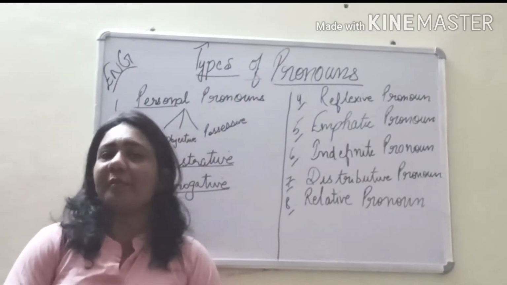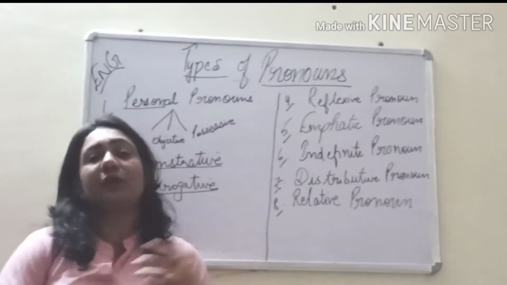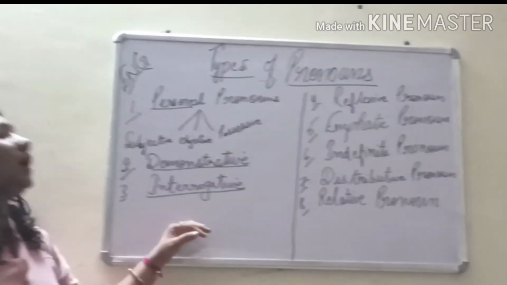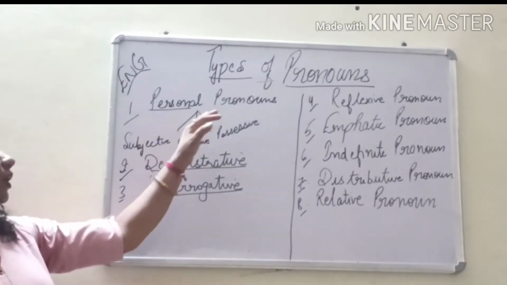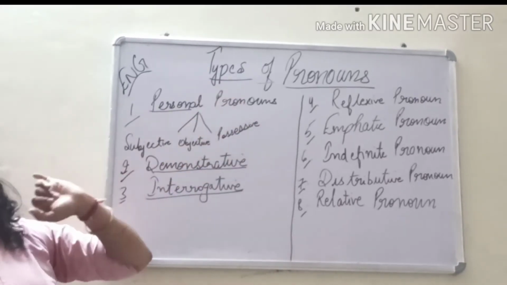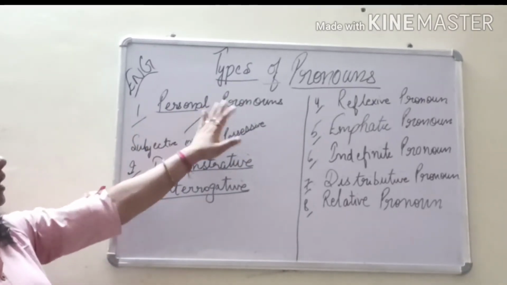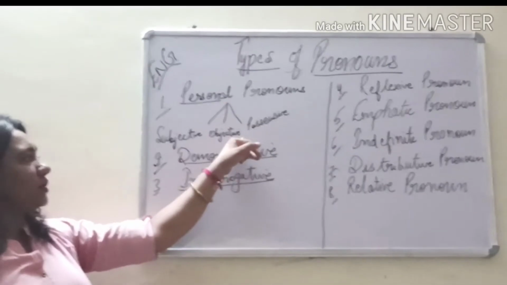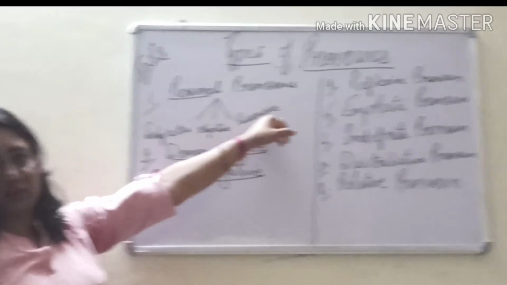So as you can remember, we have already discussed what pronouns are, and then we have done some types of pronouns. We have already covered 3 types of pronouns, along with the 3 subtypes of personal pronouns. So let us quickly recall. We have done personal pronouns, under it subjective pronouns, objective pronouns and possessive pronouns.